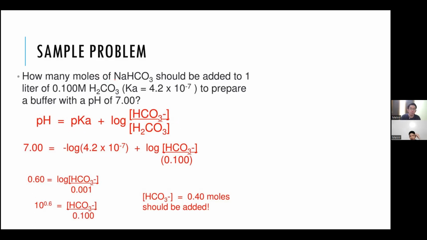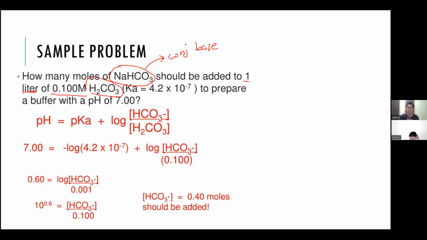So this is the question. How many moles of sodium bicarbonate? Sodium bicarbonate. Just by hearing it, it's already a salt. What component of your buffer is it? The base, correct. So it's already your conjugate base, because it's a salt. It should be added to 1 liter of buffer of 0.1 molar carbonic acid.